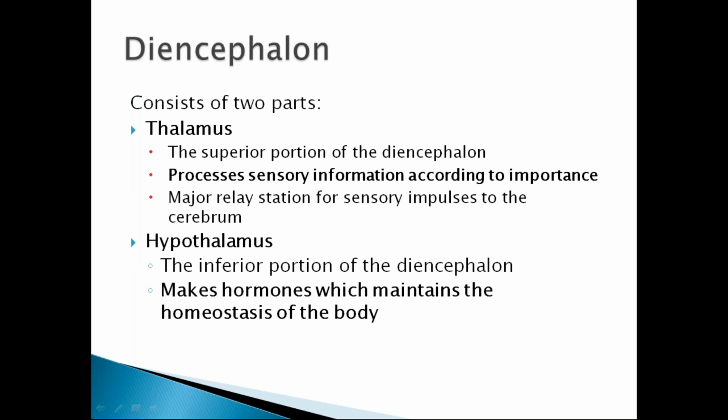Now we're going to go on to the diencephalon. It consists of two parts, the thalamus and the hypothalamus. The thalamus is the superior portion of the diencephalon. It processes sensory information according to its importance. It's a major relay station for sensory impulses to the cerebrum. The hypothalamus is the inferior portion of the diencephalon. It makes hormones which maintain the homeostasis of the body, which makes sure that everything is metabolizing correctly.